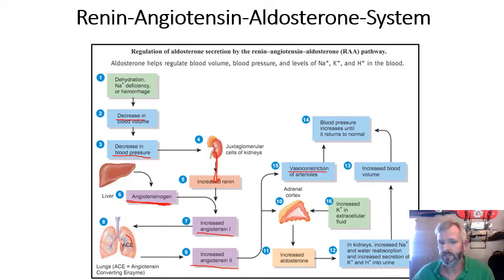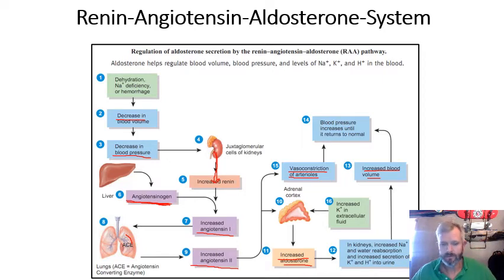We get vasoconstriction at the arterioles, and what else do we get? This is where the angiotensin 2 causes increased aldosterone. Aldosterone is going to increase sodium reabsorption, and with increased sodium we'll have increased reabsorption of water because the water is going to follow the sodium, and we're going to increase the blood volume and therefore increase the blood pressure.